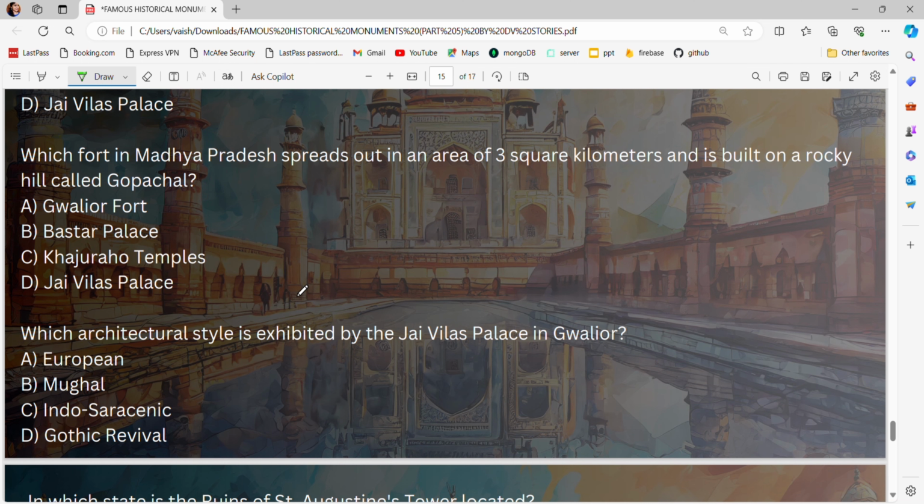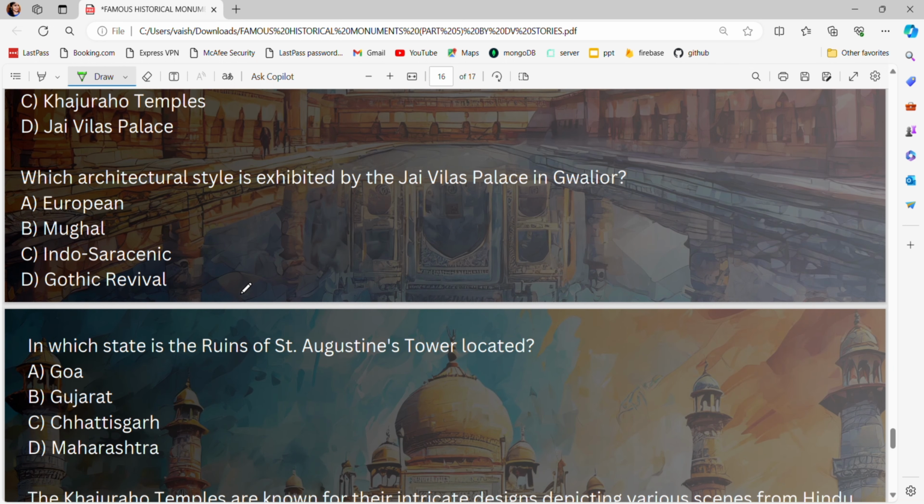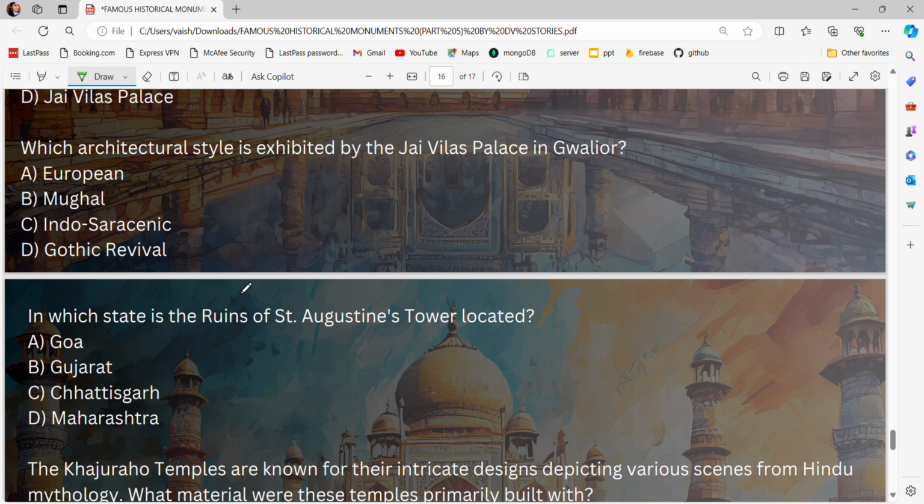Next, which fort in Madhya Pradesh spreads out in an area of 3 square kilometers and is built on a rocky hill called Kopachel? Options are Gwalior Fort, Bastar Palace, Khajuraho temples, Jaivilas Palace. And here the answer is Gwalior Fort.